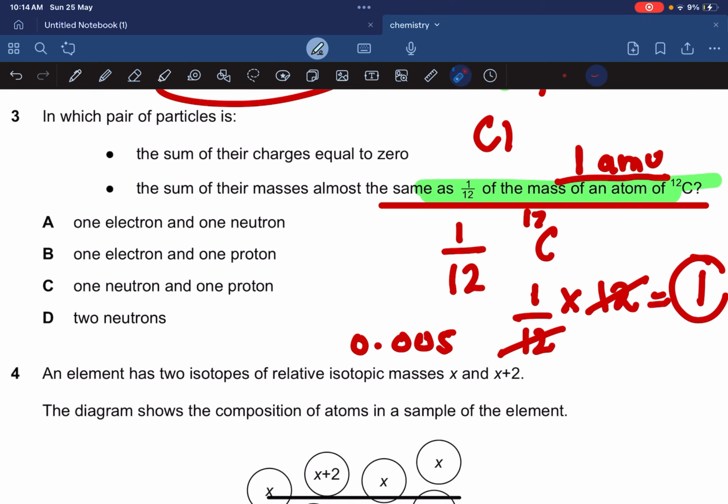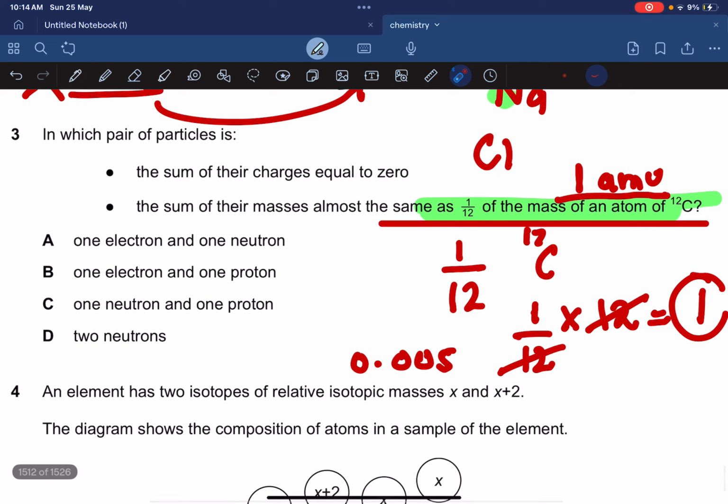Okay, so let's see what it says. Which pair has the sum of their charges equal to 0? Option A, 1 electron and 1 neutron. Not at all. An electron has a charge of negative 1, and a neutron has a charge of 0. So negative 1 and 0 is going to result in negative 1. So clearly not option A.